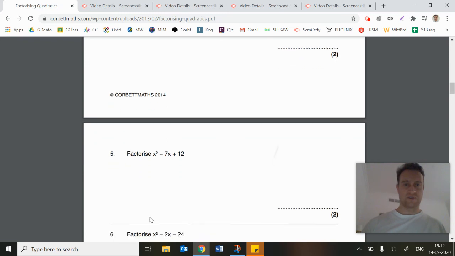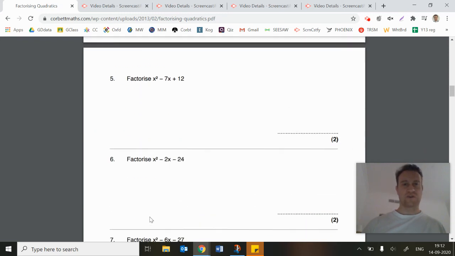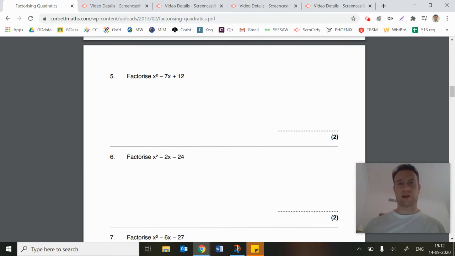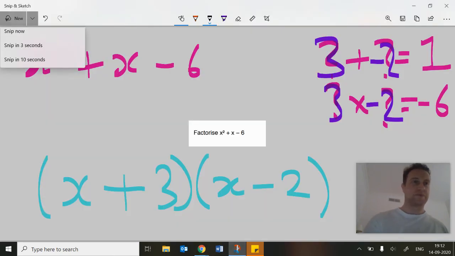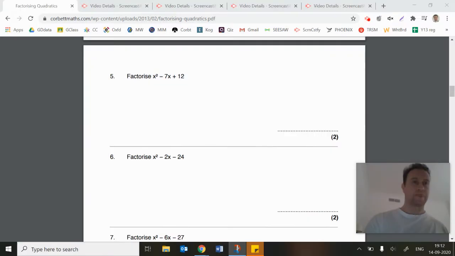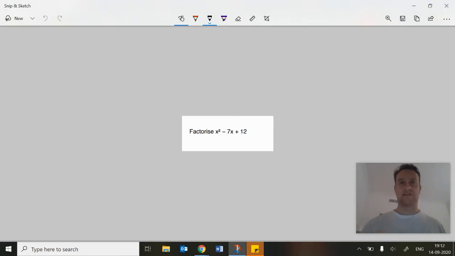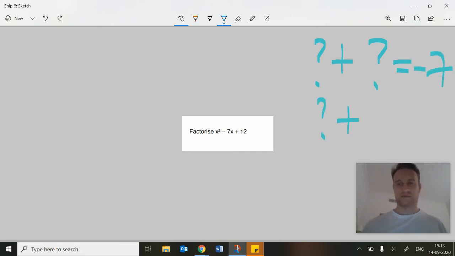Let's go to one of those which has got a minus and a plus, but a plus at the end. So let's look at that one. Question 5 is a bit different again. For this one, it's the same puzzle though. The puzzle is the same every time when you've got just x squared. If you had 3x squared, it's a bit different. So you've got something plus something is minus 7, and something times something is equal to 12.